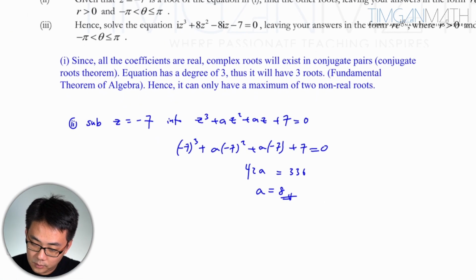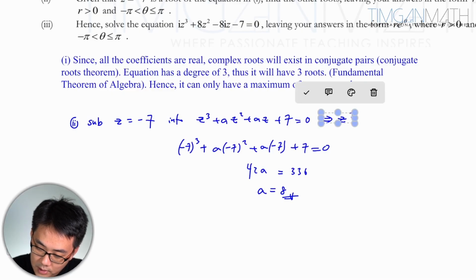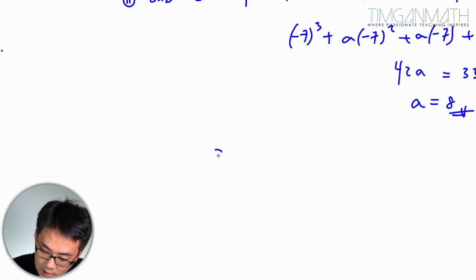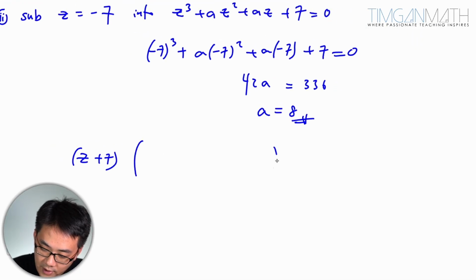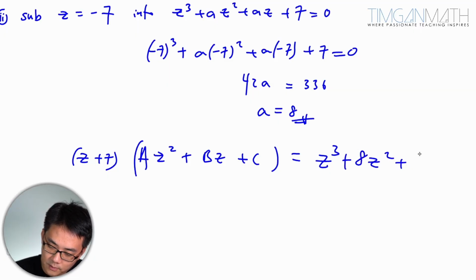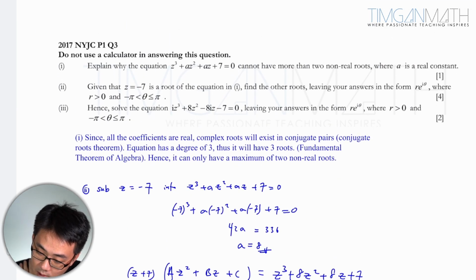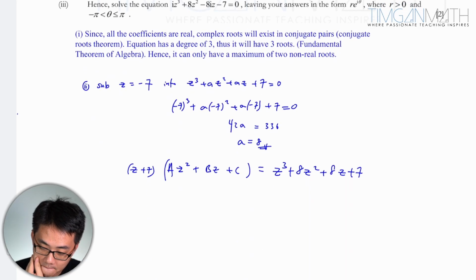Okay. So this will be z plus 7 cubed. Okay, basically, you have z plus 7 multiplied by a quadratic factor here, which is z squared plus bz plus c. You can put the a here, but then because this is 1, we can just let a. That's it. Just compare the coefficients and you can get it. Yeah, okay. That's about it.